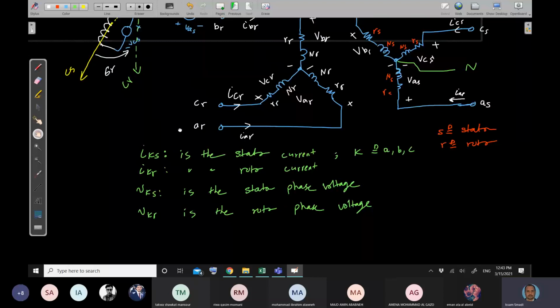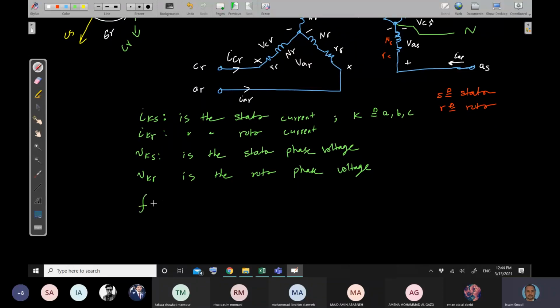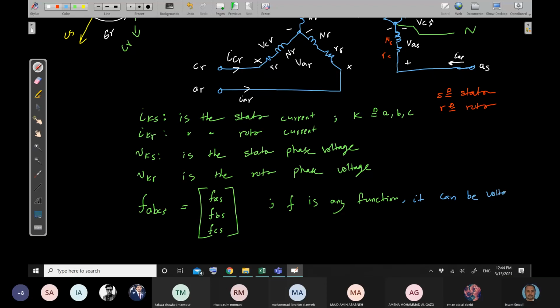And I will try to use a vector notation. So I will use F ABCS to represent a column vector, which is FAS, FBS, FCS, where F is any function. So it can represent current, it can represent voltage, it can represent flux linkage, and so on. So it can be voltage, current, flux, etc.